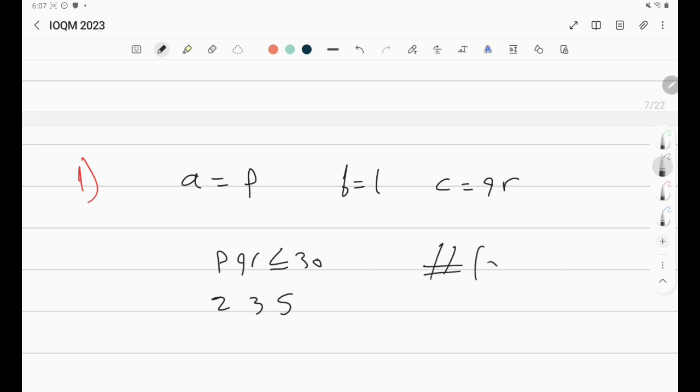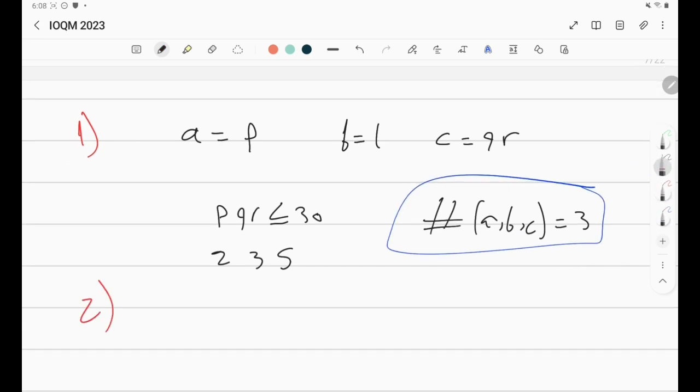So the number of A, B, C is 3. This is very important: do not count the number of P, Q, R. We are interested in counting the number of A, B, C, because if you choose Q and R to be 2, 3 or 3, 2, it will not matter for A, B, C. Okay, so now we got this for the first case.